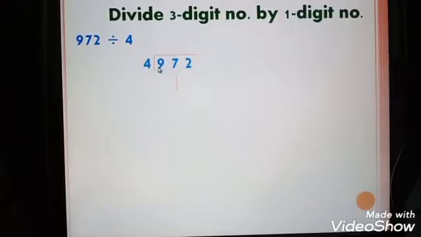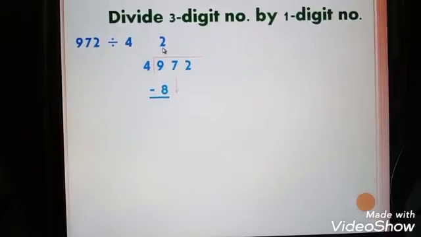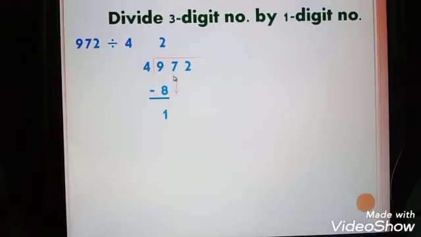4 2 are 8. So 4 2 are 8, 2 will be written upside and 8 will be written here. Now, 9 minus 8 is 1. Now, borrow 7 down. It becomes 17.